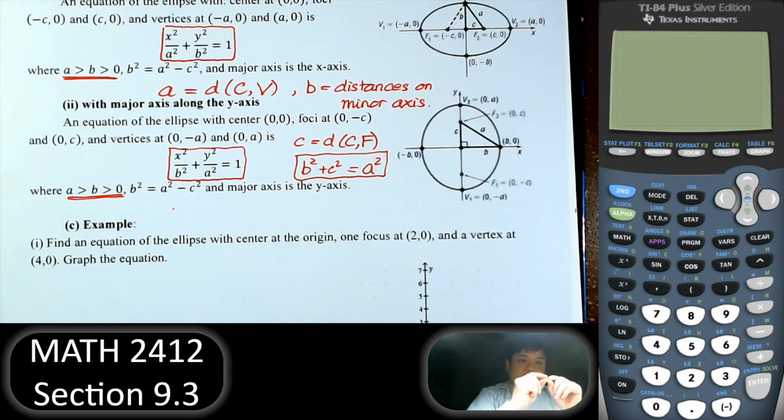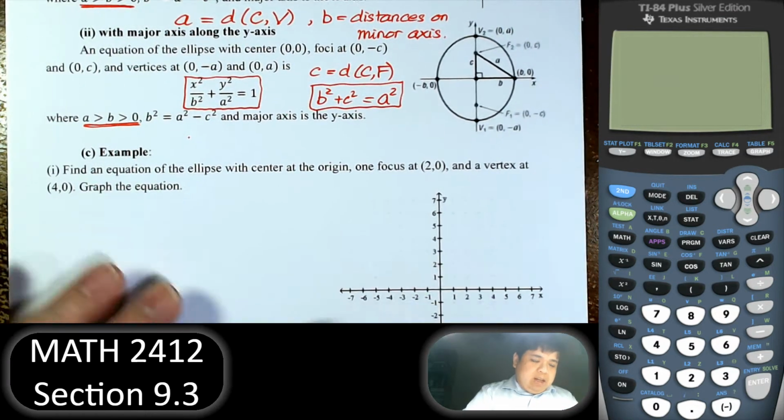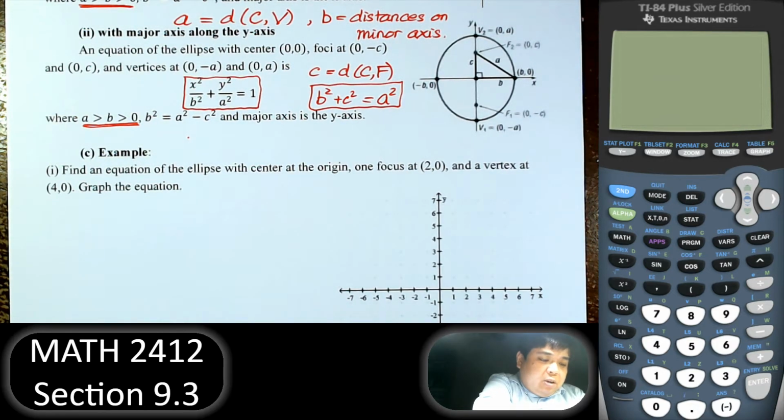So those are the characteristics of an ellipse. One center in the middle. From the center to a focus is c. From the center to the vertex is a. From the center to the minor axis is b. And the relation is b squared plus c squared equal to a squared. Now let's look at a sample. Find the equation of the ellipse with center at the origin.